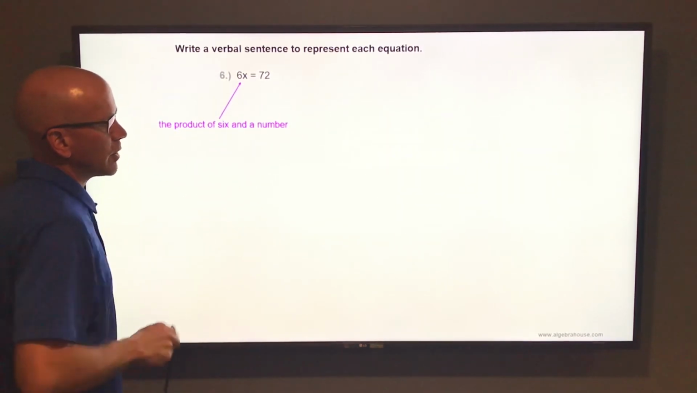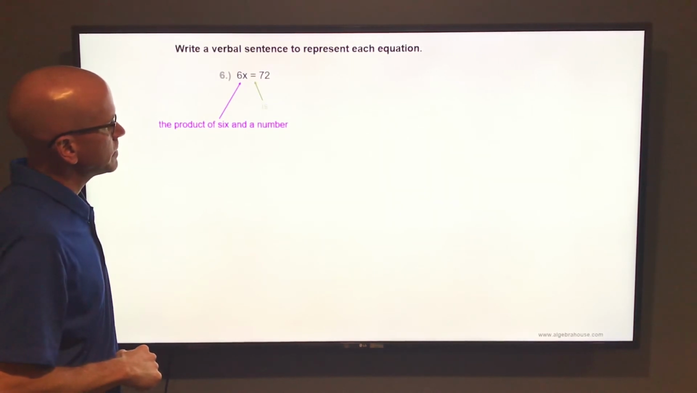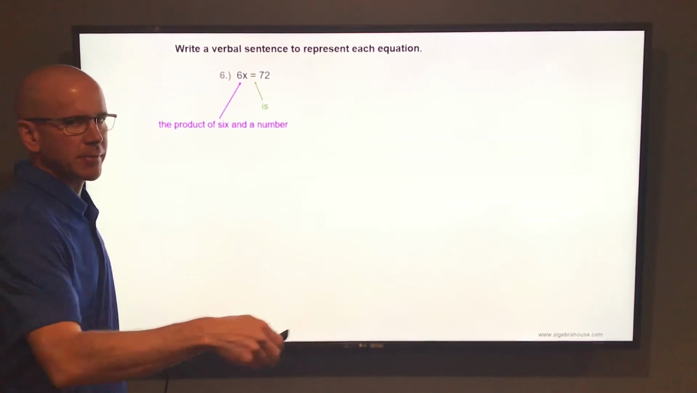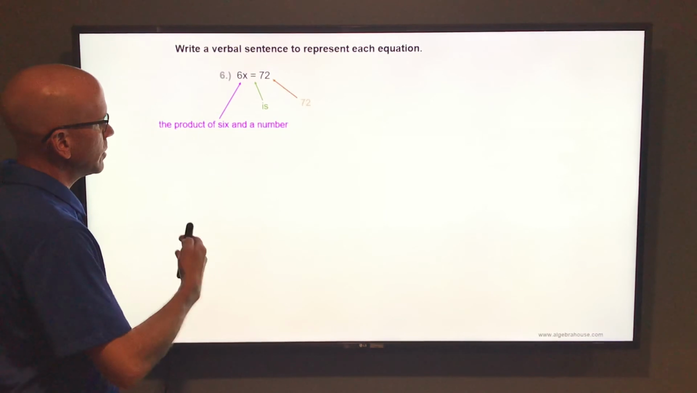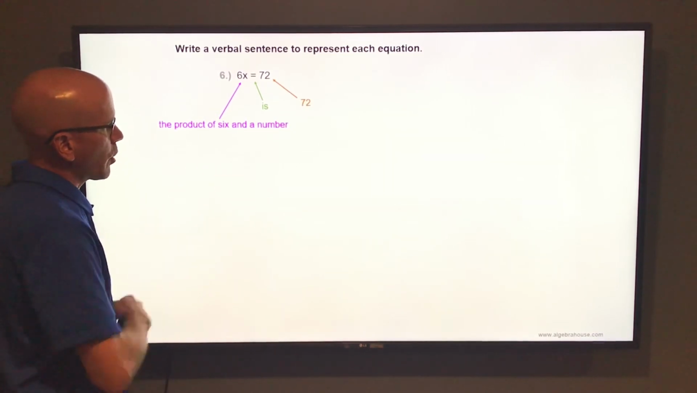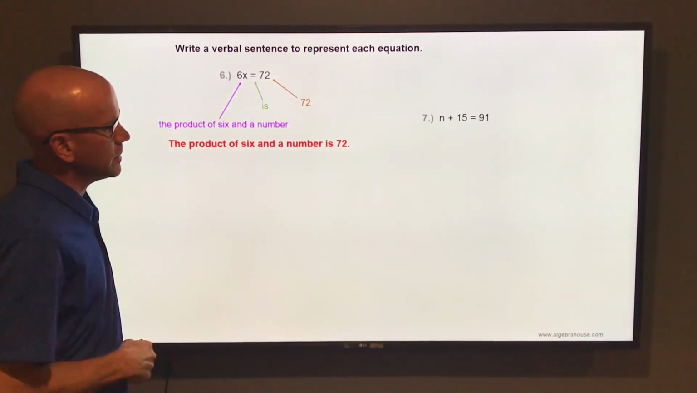The equal sign, we're going to replace that with the word is. And then on the other side of the equal sign, nothing fancy there, that's just 72. So there is your verbal sentence. The product of 6 and a number is 72.